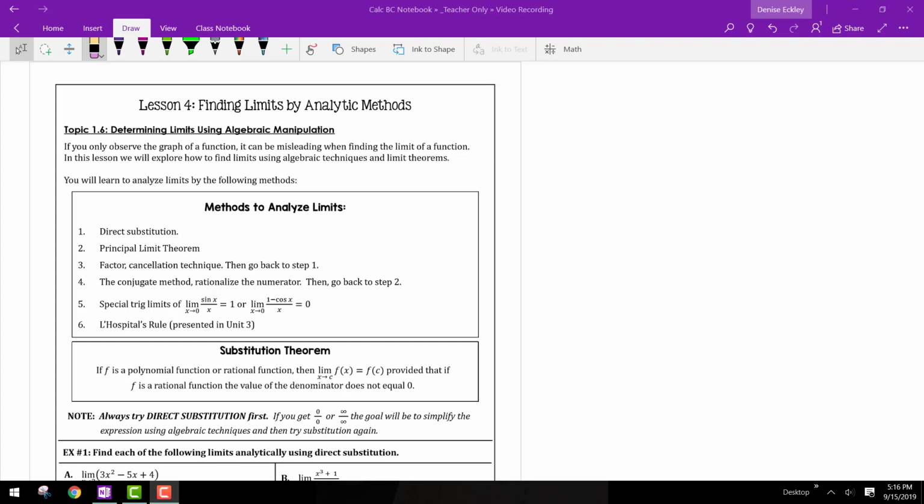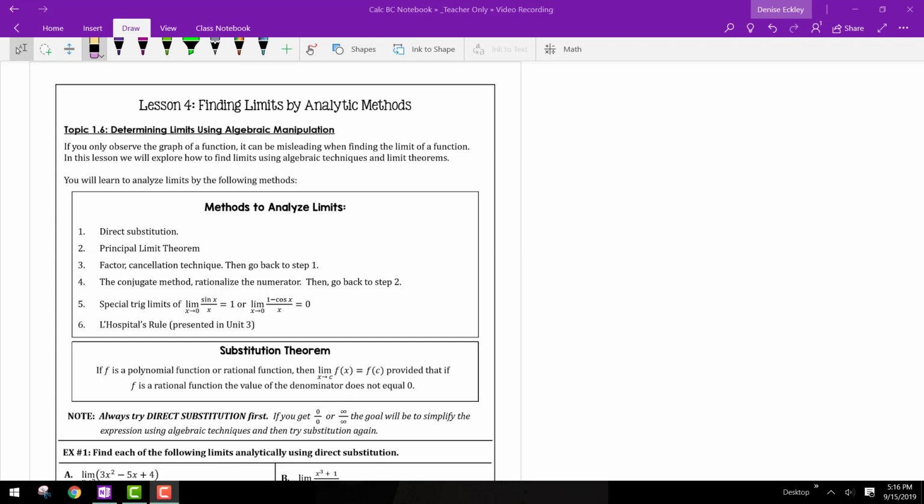This is lesson 4, part 1, finding limits by analytic methods. So topic 1.6, we're going to be determining limits using algebraic manipulation. Sometimes the graph can be misleading, and sometimes it might not be practical at the moment to find the graph. So we're going to look at how you can do it algebraically.